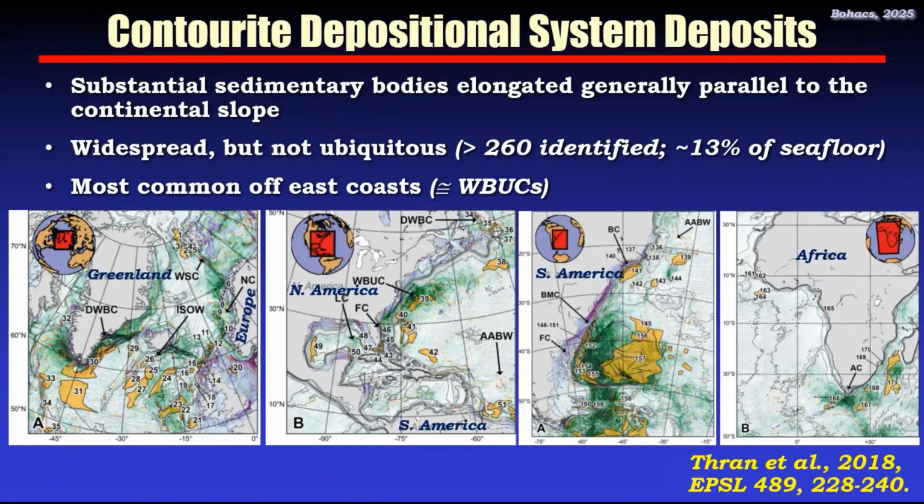At the macro scale, benthic current depositional systems construct substantial sedimentary bodies that are elongated generally parallel to the continental slope. These systems are widespread, with more than 260 separate sedimentary bodies identified, shown here in tan, and they cover about 13% of the seafloor. They are most common off east coasts, formed under the influence of western boundary undercurrents.